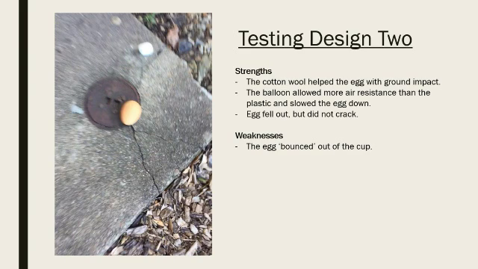Our second test proved to be more successful at protecting the egg. The egg didn't break, but it bounced out of the cup. We decided that this was a weakness, which we would need to improve on. Some strengths were that the cotton wool provided more cushioning for the egg, and the balloon did gain more air resistance than the plastic bag.